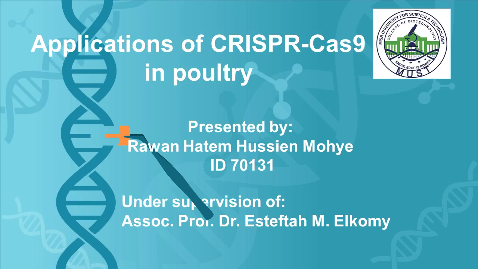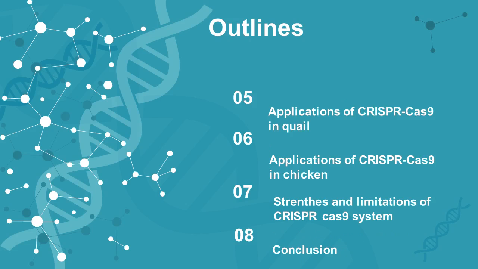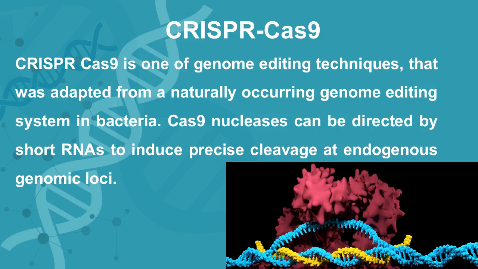Today I will talk about applications of CRISPR-Cas9 in poultry. In my outline: CRISPR-Cas9, methods of CRISPR-Cas9, genome editing and the strategies of CRISPR-Cas9, applications in quail and chicken, strengths and limitations of CRISPR-Cas9, and conclusion. First, what is CRISPR-Cas9?